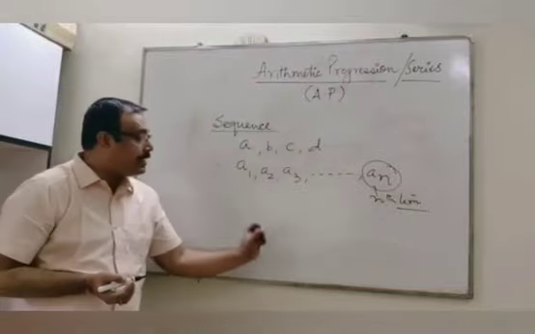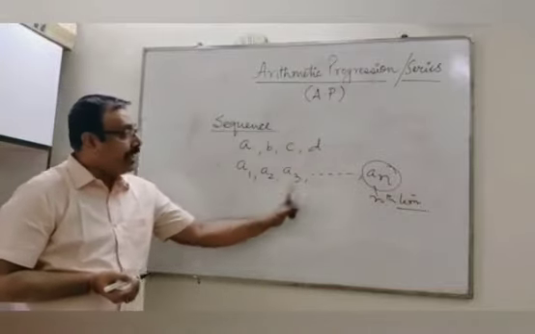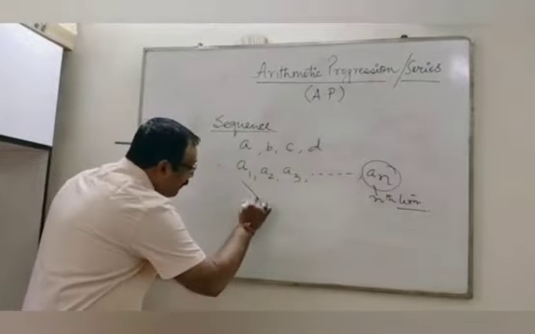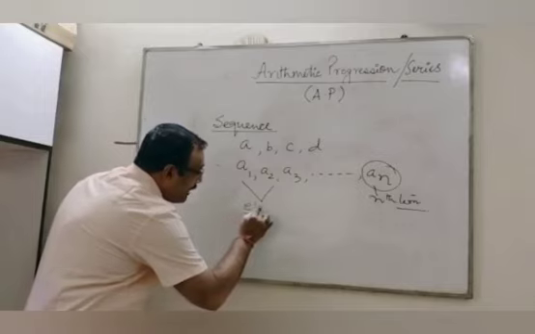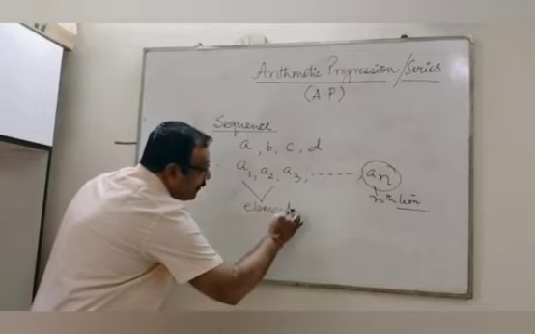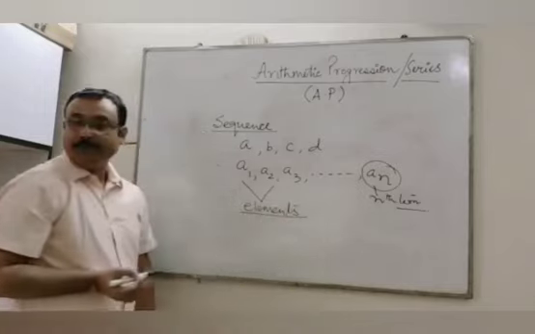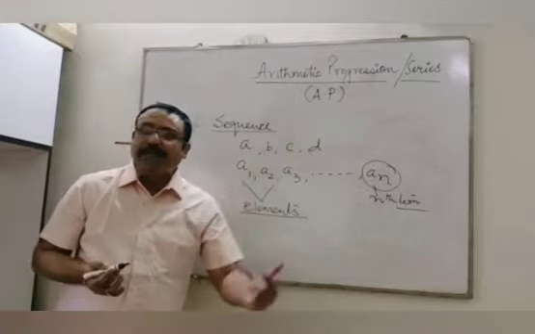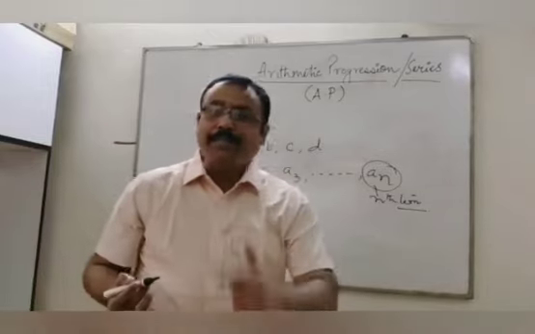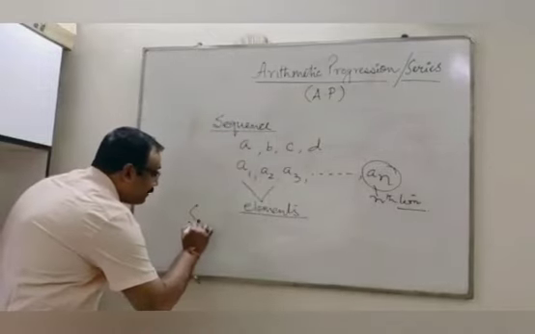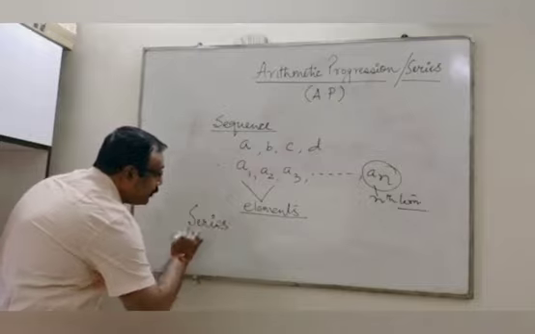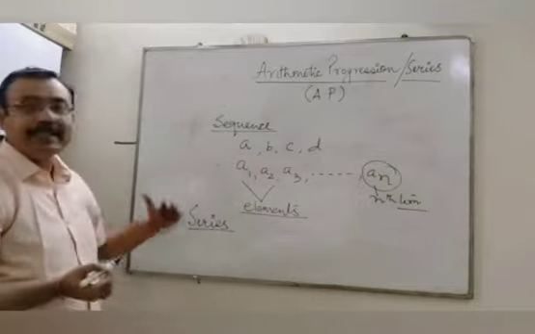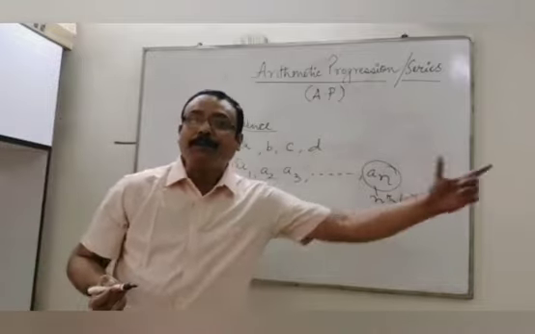So this is a sequence which has A1, A2, A3. These are all numbers arranged in an order. These numbers are called elements. So this particular sequence has n number of terms, and whenever a sequence has n number of terms in it, then that sequence becomes a series. So we came to know the word series. What is a series? A series is a sequence which has n number of terms in it.